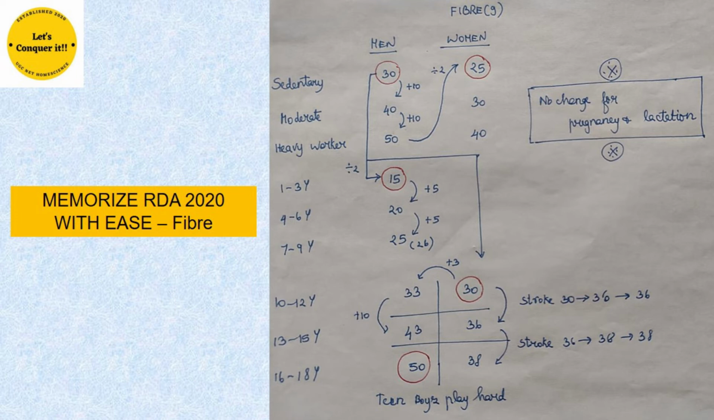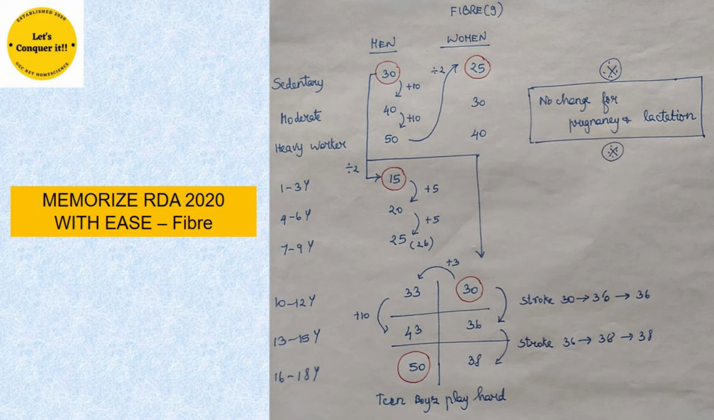Again, go back to the 30 that we have already remembered. Just put that 30 in the 10 to 12 year old girls category. 30 grams is the fiber requirement of a 10 to 12 year old girl. To this 30, if I add plus 3, it gives me 33. This 33 is the 10 to 12 year old requirement of a boy. Again add another 10, which gives me 43. 43 is the fiber requirement of a boy who is 13 to 15 years old.